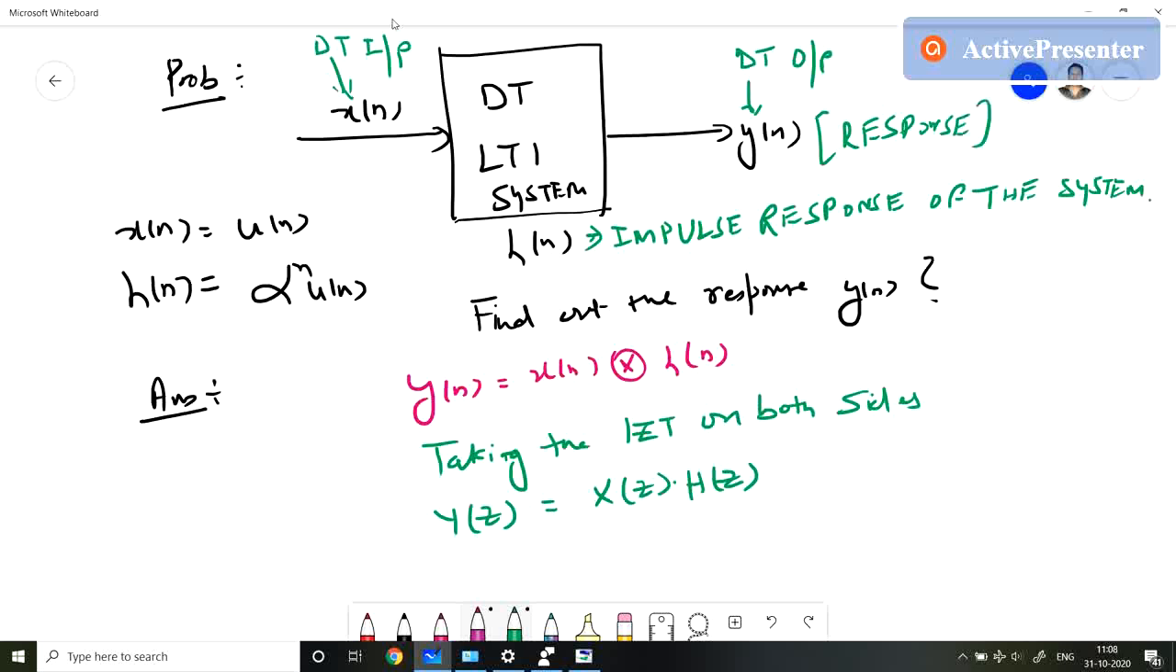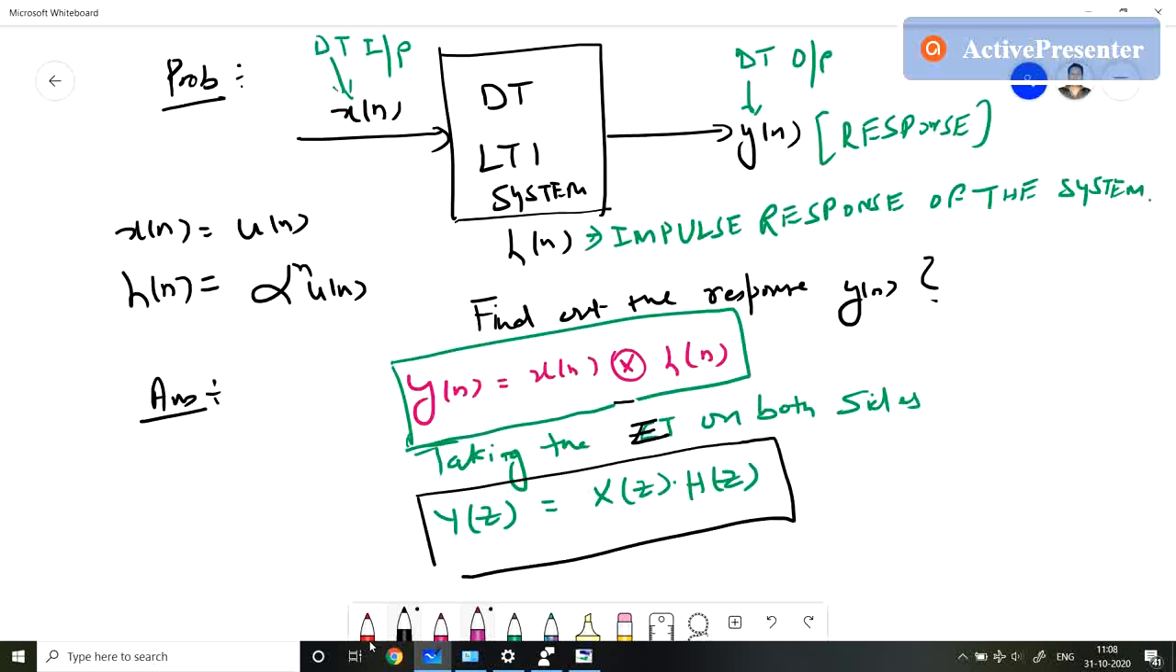So y[n] is equal to x[n] convolution with h[n]. This is the definition of convolution. Now we can take the z transform on both sides. Since convolution in the time domain is equal to multiplication in the z domain, Y(z) is equal to X(z) multiplied by H(z). x[n] is provided, that is u[n], and h[n] is also provided, that is alpha raised to the power n u[n].